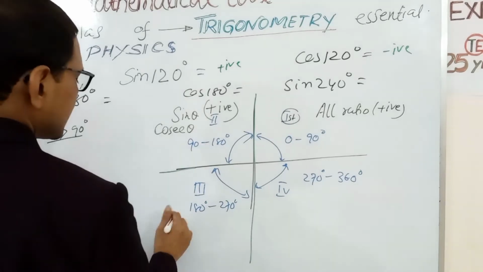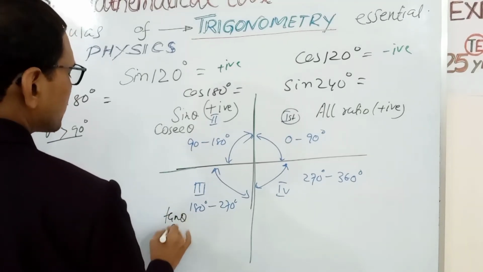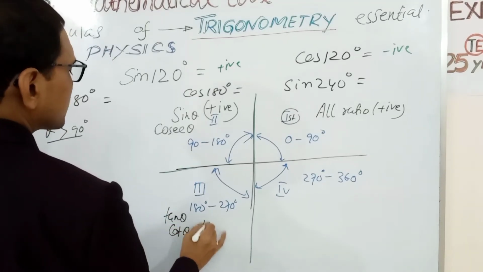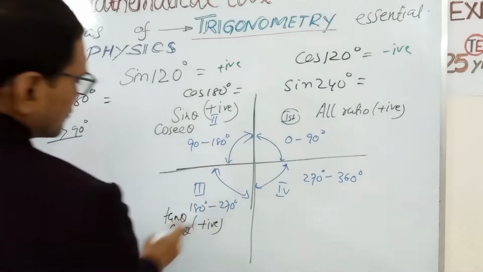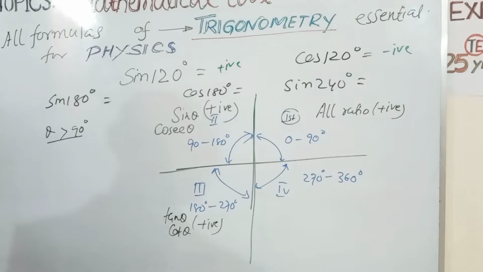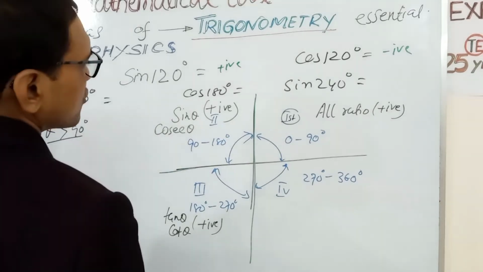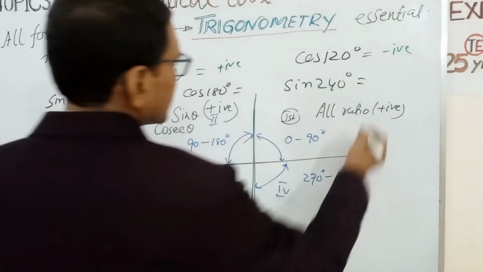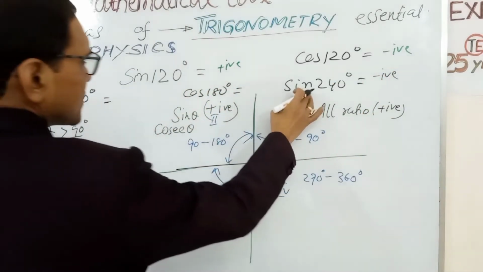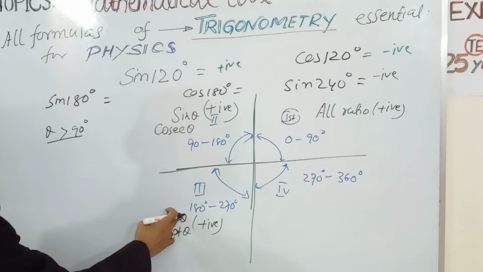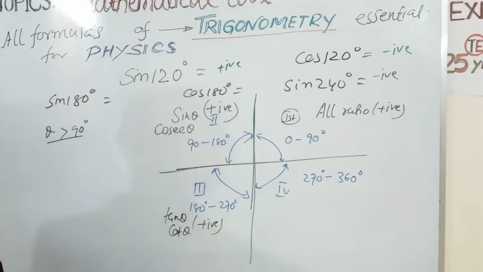Now in the third quadrant, only tan theta and its reciprocal cot theta are positive. Suppose tan 240 degree is positive, but sin 240 and cos 240 are all negative, because 240 lies in the third quadrant, so sin is negative. But tan 240 will be positive, because tan theta and cot theta are positive in the third quadrant.